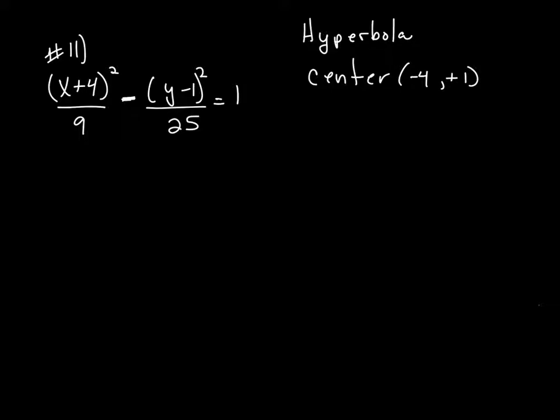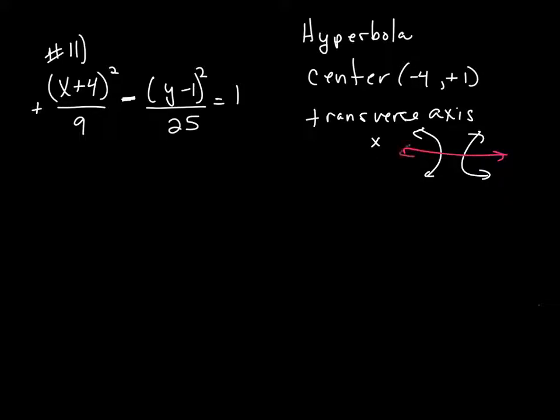With the hyperbola, what is important is which value is first. So in this piece, because this first term, this x term, is positive, what that tells us is that my transverse axis is x, and that's really important. That tells us the hyperbola is going to open up something that looks like this. It's going to open up along this transverse axis.